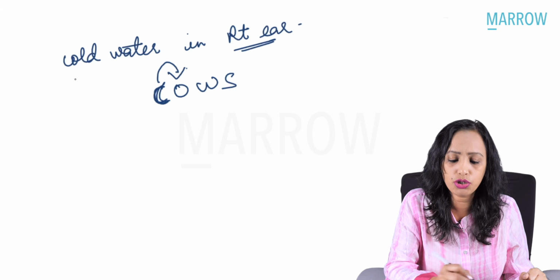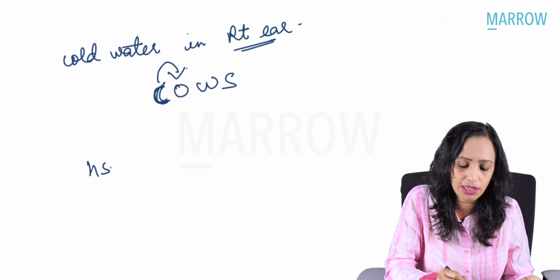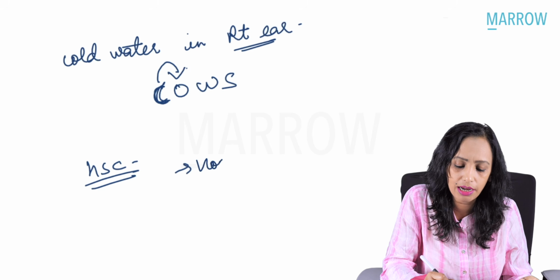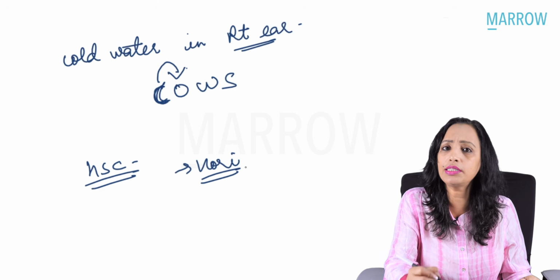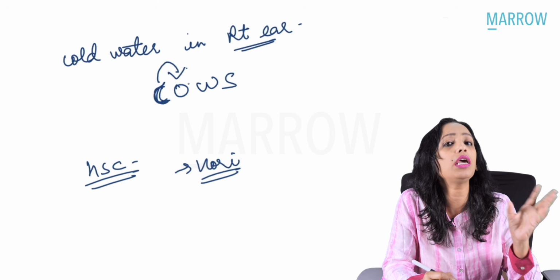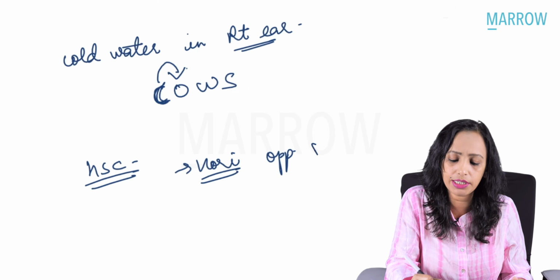Yes, so in the caloric test, do you know which semicircular canal you are stimulating? Yes, we are stimulating the horizontal semicircular canal. So the nystagmus will be a horizontal nystagmus, and when we are putting cold, we know the nystagmus will be towards the opposite side. So it is a horizontal nystagmus towards the opposite side.